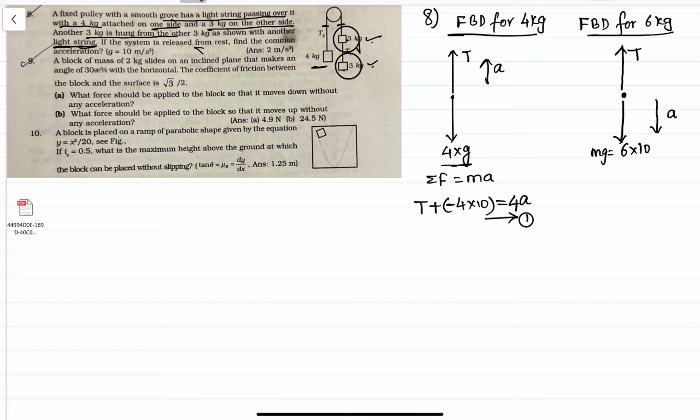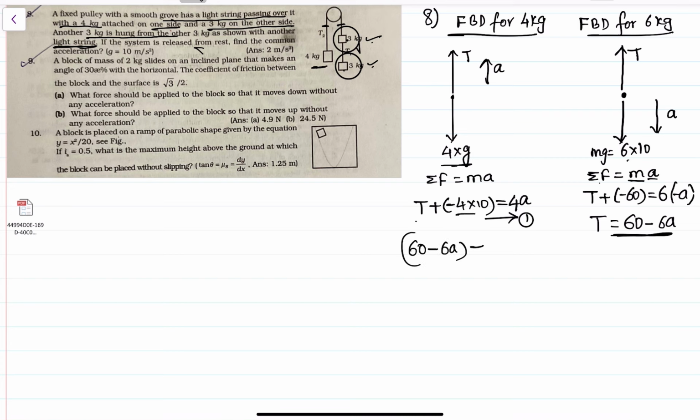So I am writing again sigma F is equal to m into a. Sigma F is tension minus 60 is equal to 6, the mass, into acceleration, which is downward, minus a. Therefore, T is equal to 60 minus 6a. Substitute this T value in equation 1. So, T is 60 minus 6a, minus 4 into 10, which is 40, is equal to 4a.